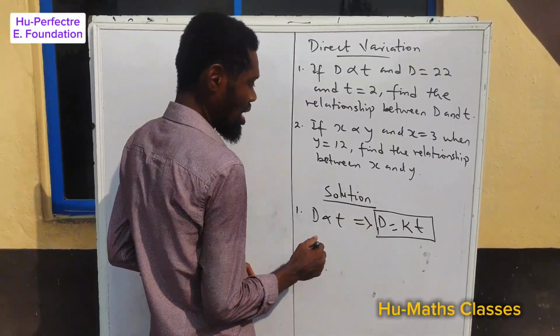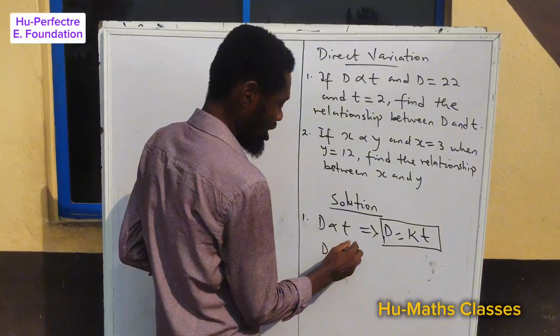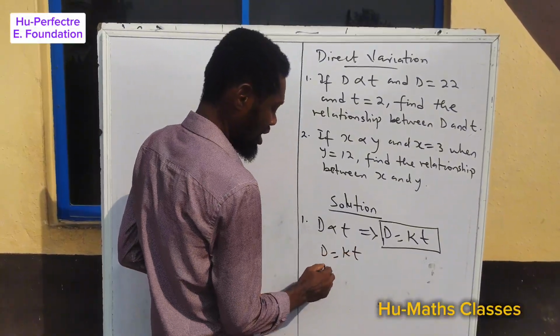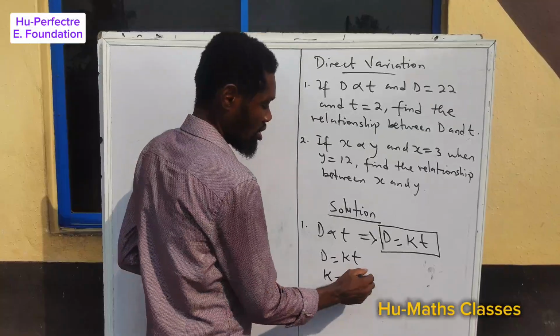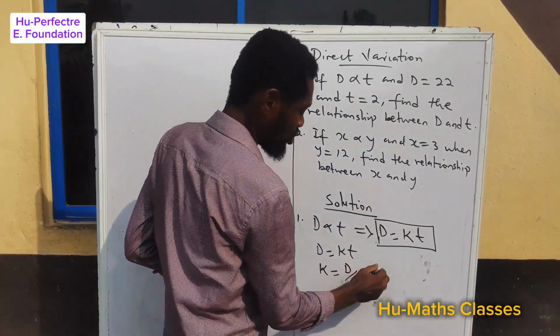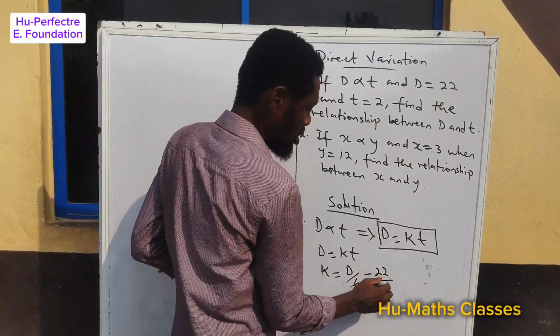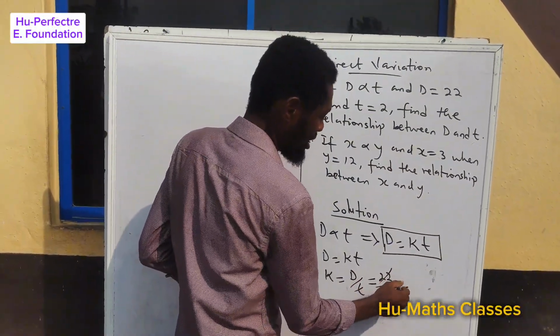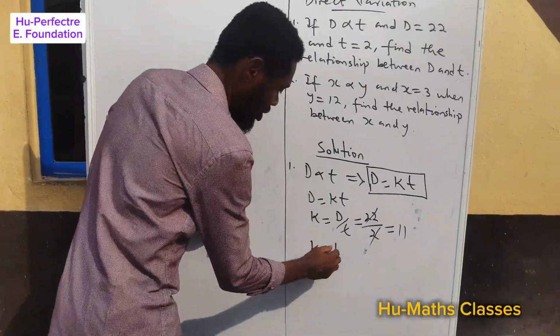From here we can find our K. If D is equal to KT, then K alone will be equal to D all over T. From the question given to us, D is 22, so we'll be having 22 all over T, which is 2, all over 2. 2 we cancel 22 and our answer will be 11. So our K is equal to 11.